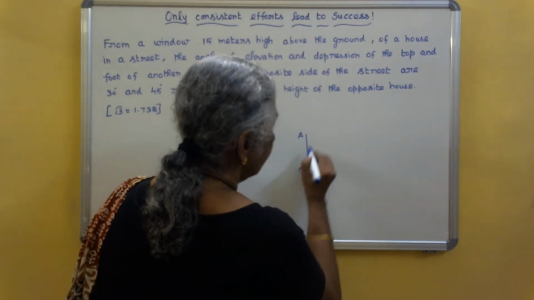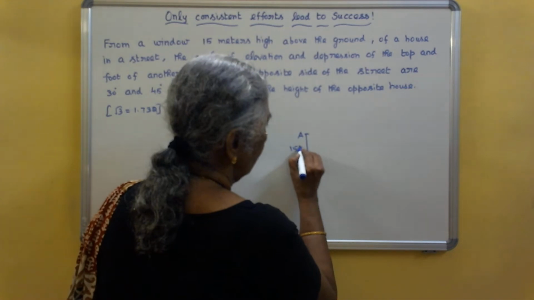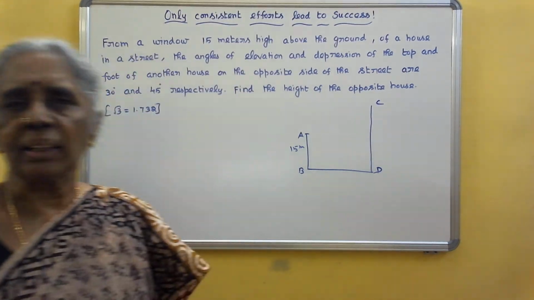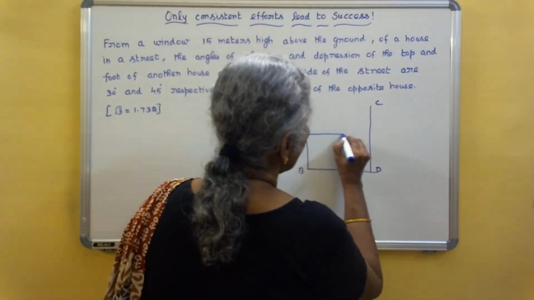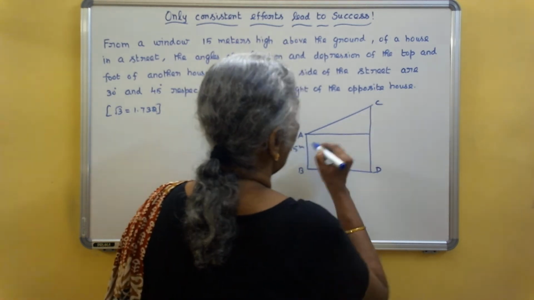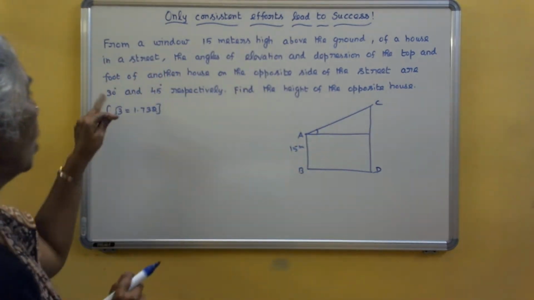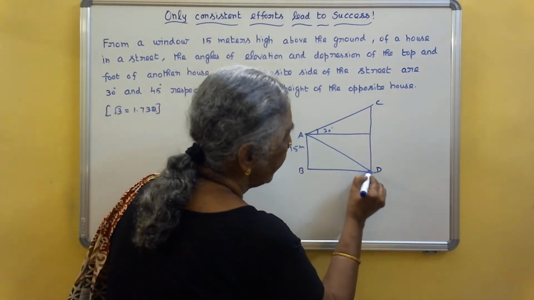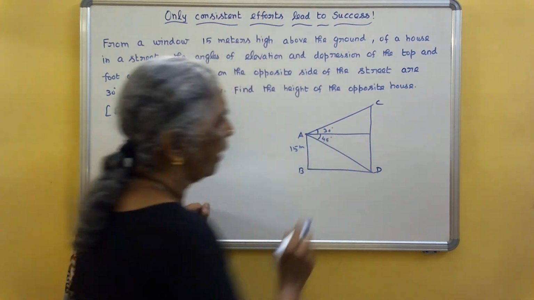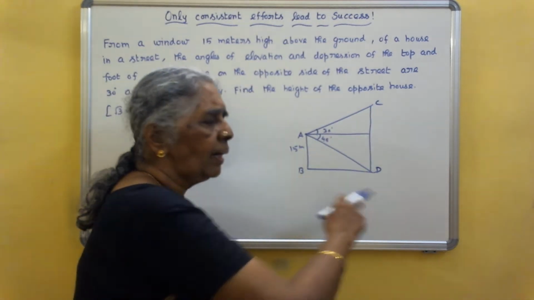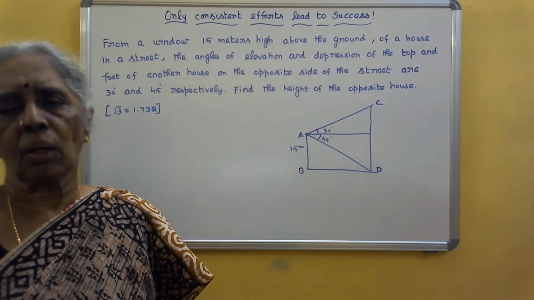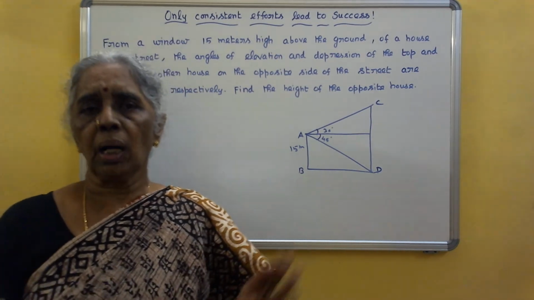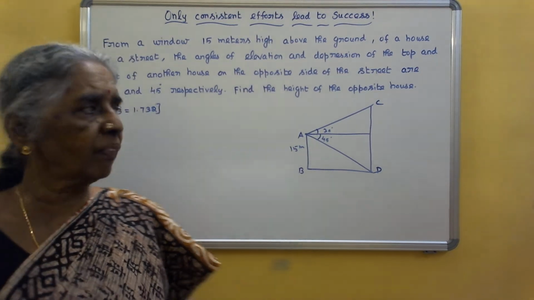Here is the window. This is 15 meters. Now there is another house here. I will call it CD. Now this is the line of sight. So you are looking at an angle of elevation, that is the top of the house, and that is 30 degrees. You are looking at an angle of depression. This is angle 45 degrees. You are asked to find the height of the opposite house. Is it clear? So that is what you have to decide, which is taller, which is shorter, and how to mark the angle of elevation and angle of depression.